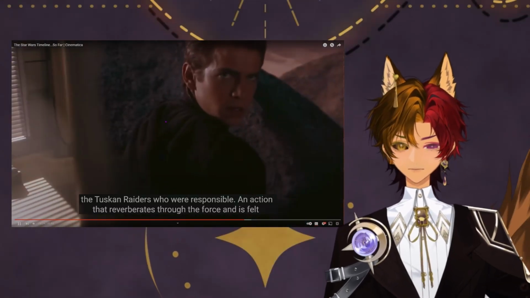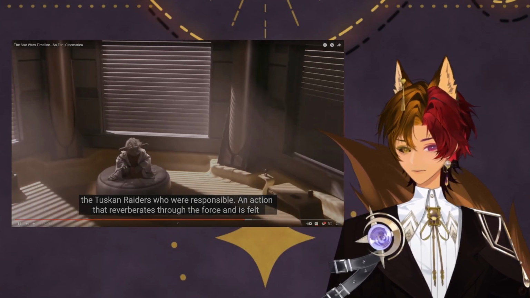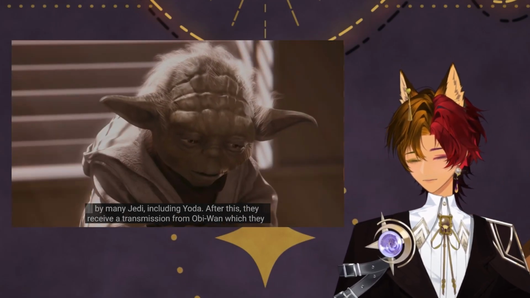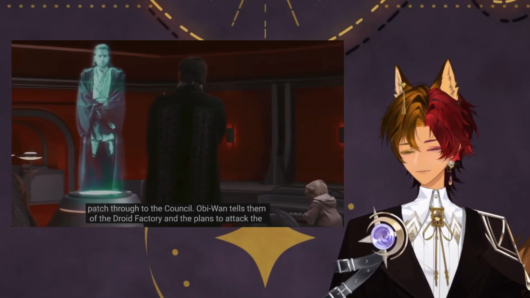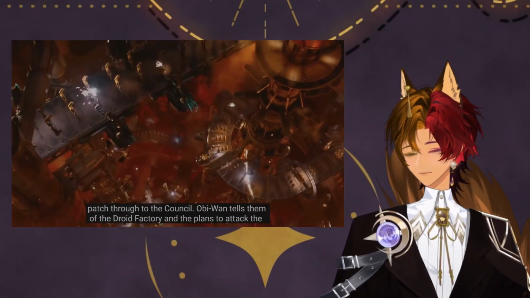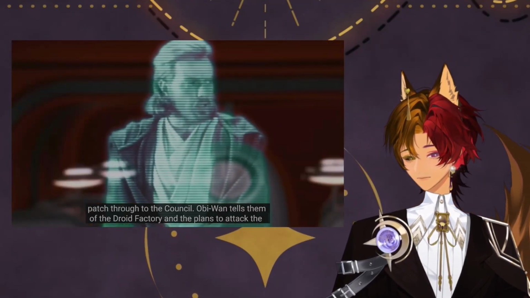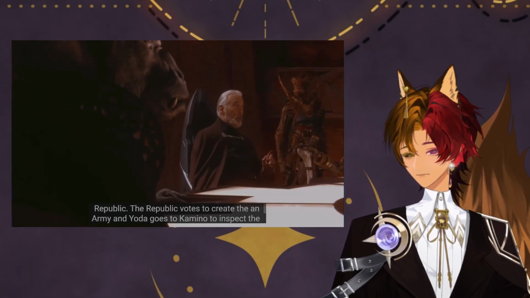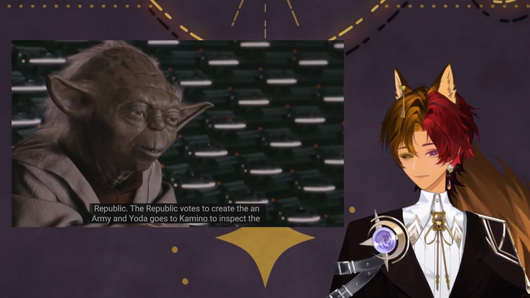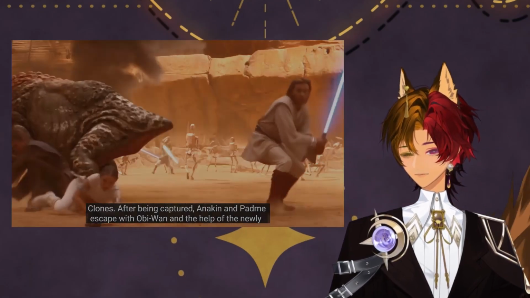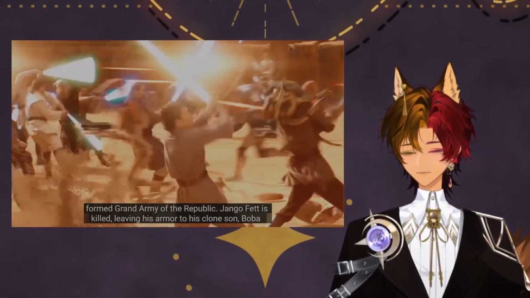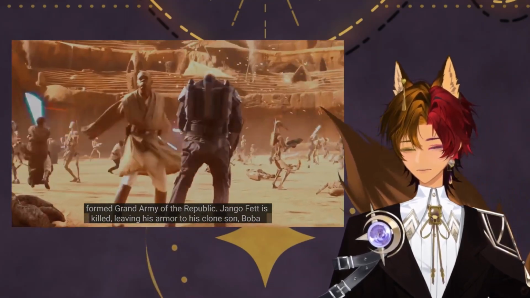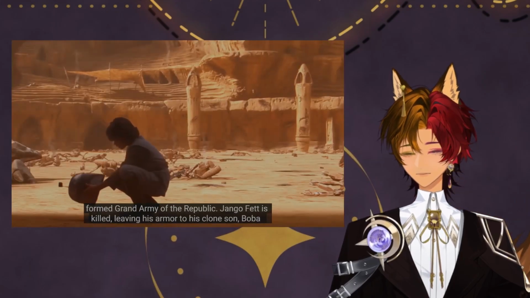Who were responsible, an action that reverberates through the Force and is felt by many Jedi, including Yoda. After this, they receive a transmission from Obi-Wan, which they patch through to the Council. Obi-Wan tells them of the droid factory and the plans to attack the Republic. The Republic votes to create the army, and Yoda goes to Kamino to inspect the clones. After being captured, Anakin and Padme escape with Obi-Wan and the help of the newly formed Grand Army of the Republic. Jango Fett is killed, leaving his armor to his clone son, Boba Fett.